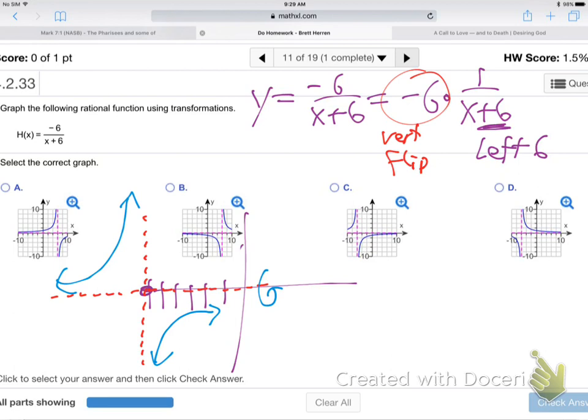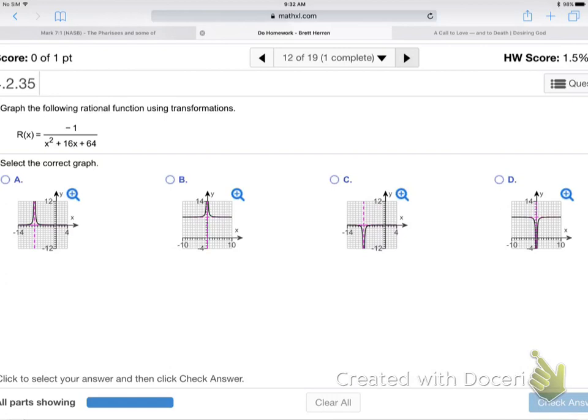Is that making sense? So which one of those does that? Is it C? Yeah, it's got to be C, doesn't it? Yep, there it is, left 6 with the branches that way. We good? Questions? All good? This next one will require just factoring the bottom, and then it's the same.